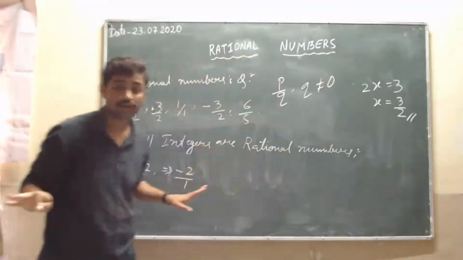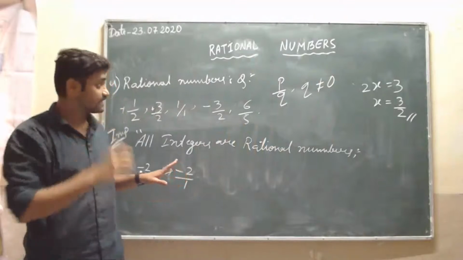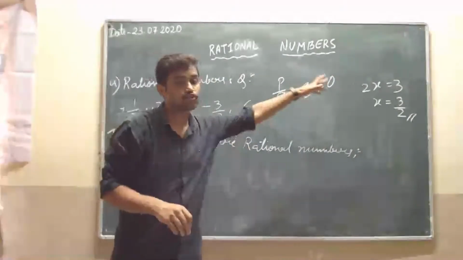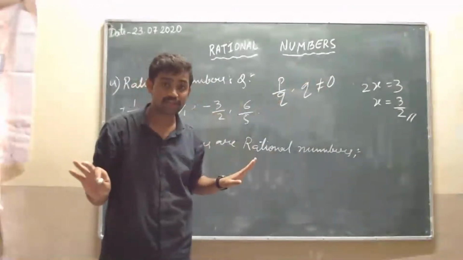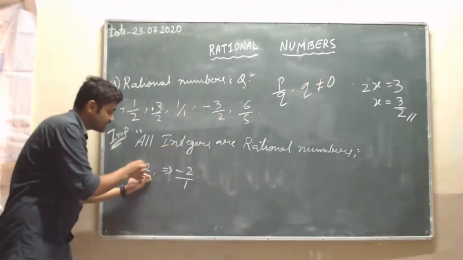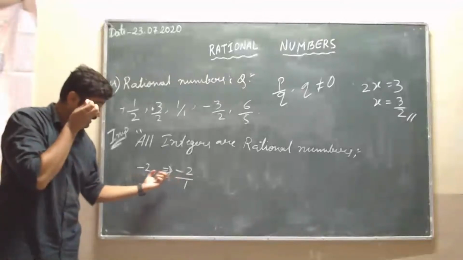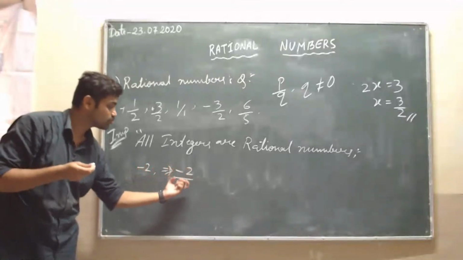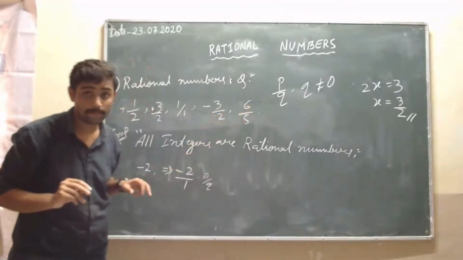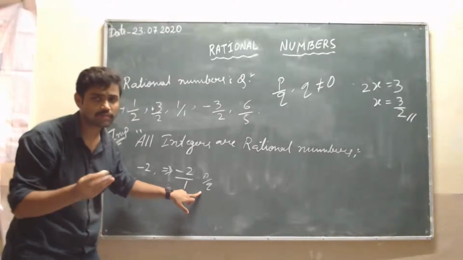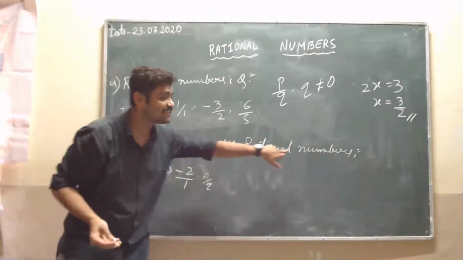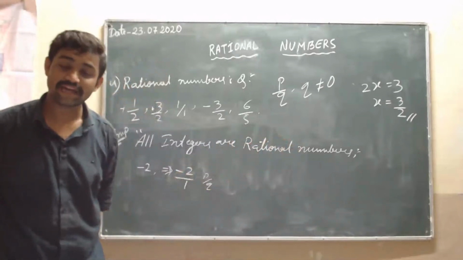Q should not be equal to 0. Understood? That is the general form of a rational number, p by q, and q should not be equal to 0. See here, minus 2 is the integer. Then I am converting this minus 2 as minus 2 by 1, that is p by q, because of its general form. Then q should not be equal to 0; here q is equal to 1. Then we can say that minus 2 by 1 is also a rational number.